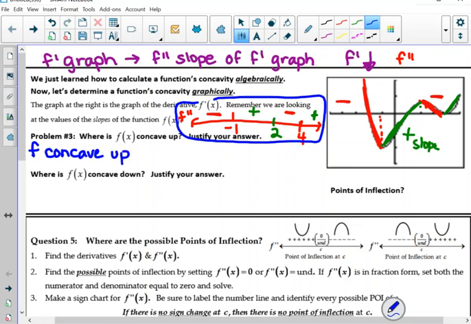Okay, F is going to be concave up, and sometimes it helps to do this first. You say, well, F is concave up when F double prime is positive. And then we can answer, well, where is F double prime positive? Look at my F double prime number line. F double prime is positive on -1 to 2 and on 4 to infinity.